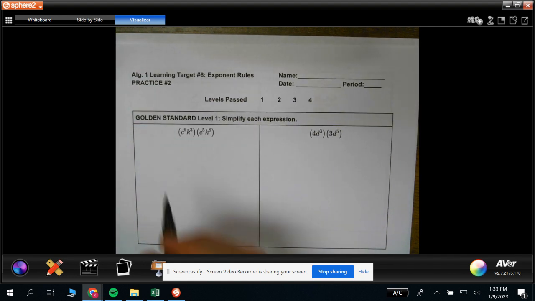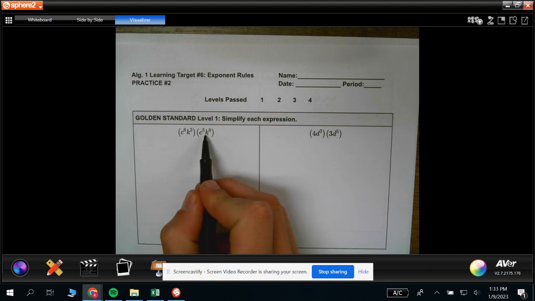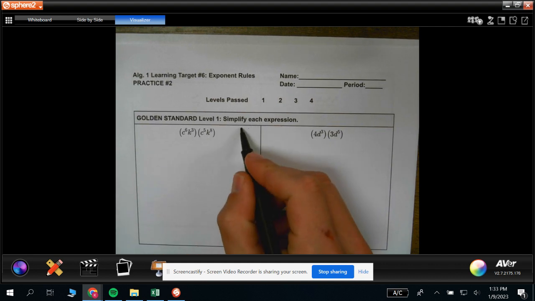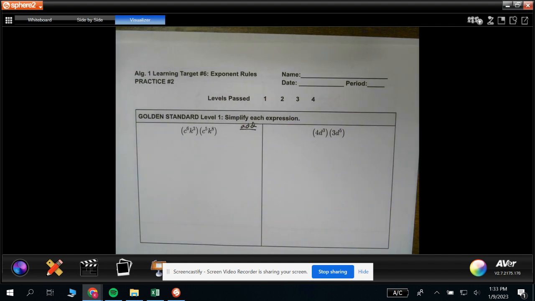The key here is when we see the same base, c, c, k, k, what do we do? We're going to add the exponents, all right? But only the exponents with the same base. So what does that mean?